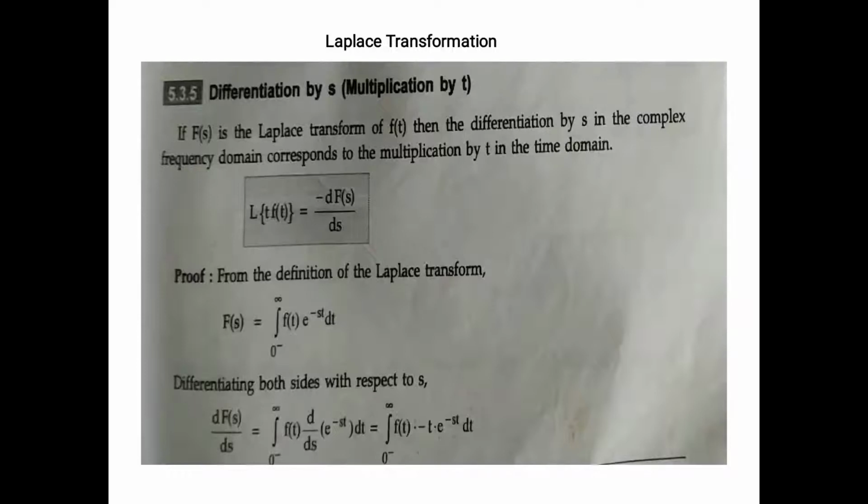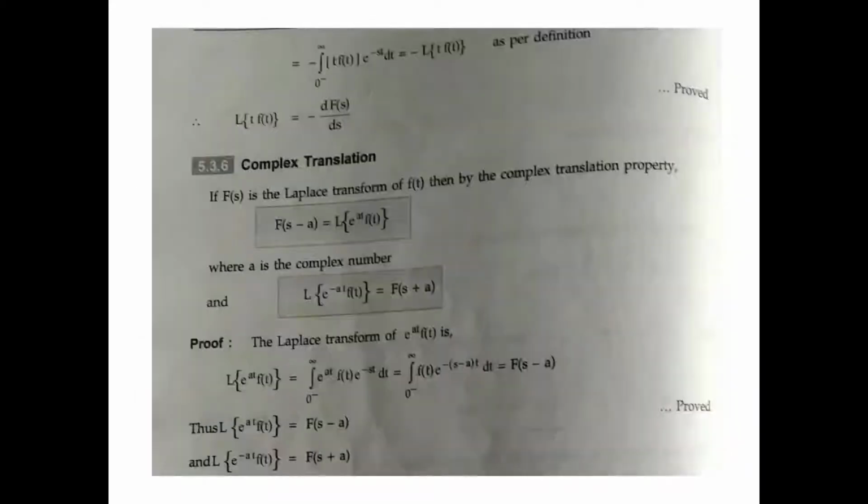Separate the terms: f(t) on one side, and the derivative of e^(-st) gives minus t e^(-st). So we get the integral from 0 to infinity of t f(t) e^(-st) dt with a minus sign, which is minus L{t f(t)} as per the definition. Hence L{t f(t)} equals minus dF(s)/ds is proved. Why minus? Because of the t.